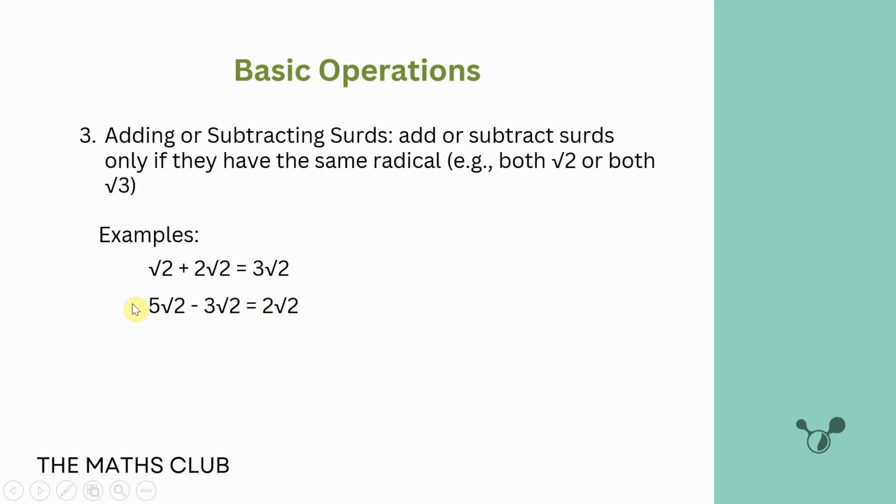Same thing. These two have the same radicals. So this is like you have 5 of root 2, and I want to subtract 3 of root 2 from it. Of course, 5 minus 3 will give you 2. So that will be 2 root 2.